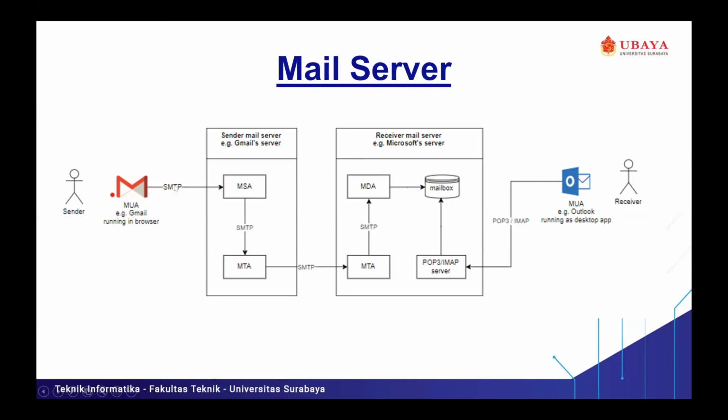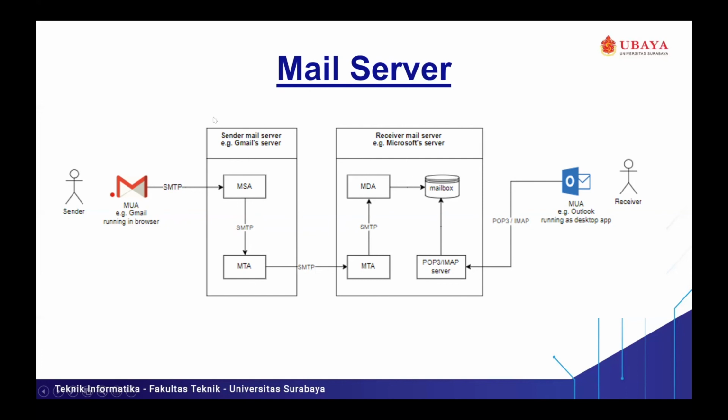Then the MUA will send the message to the MSA. So what is MSA? Mail submission agent, by using the SMTP protocol, because the sender sends the message, right? So the SMTP protocol will bring the mail to the MSA. Then after that, the MSA will send the message to the MTA. So what is MTA? Mail transfer agent. It's just a term in the mail server. By using the SMTP protocol, the MTA will send that mail to another mail server.